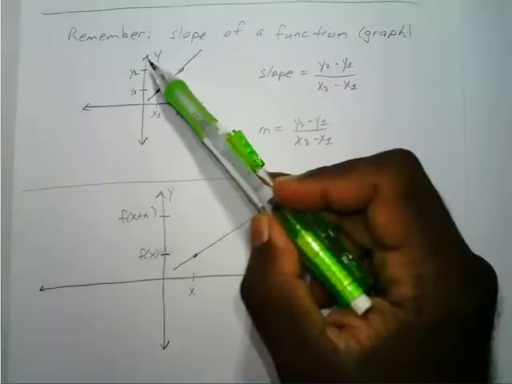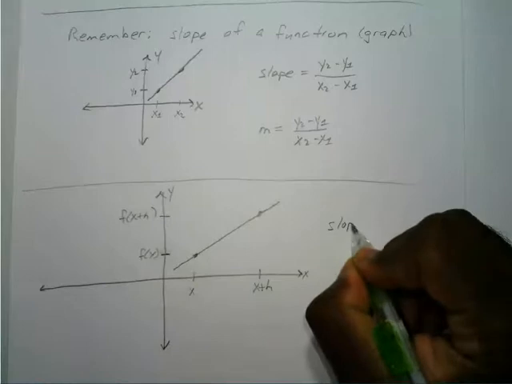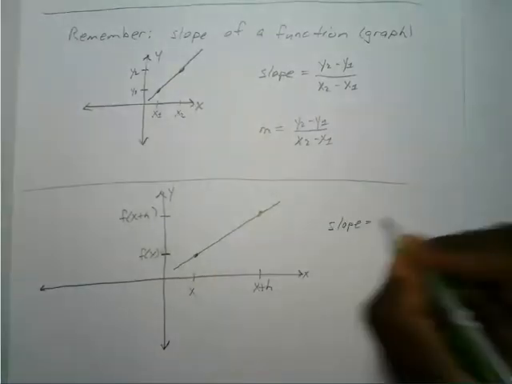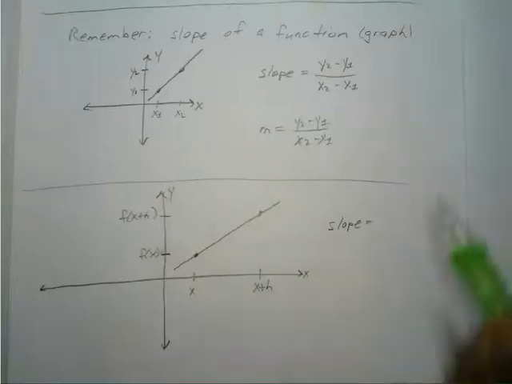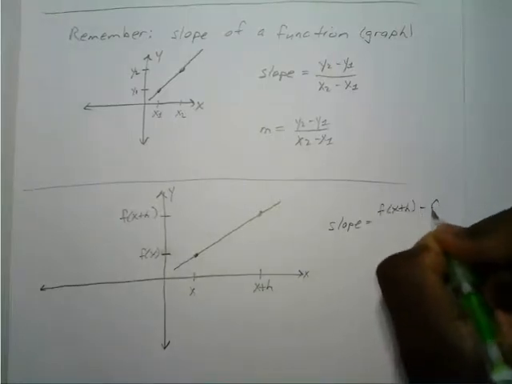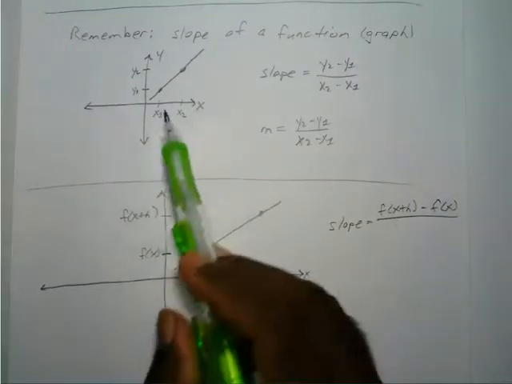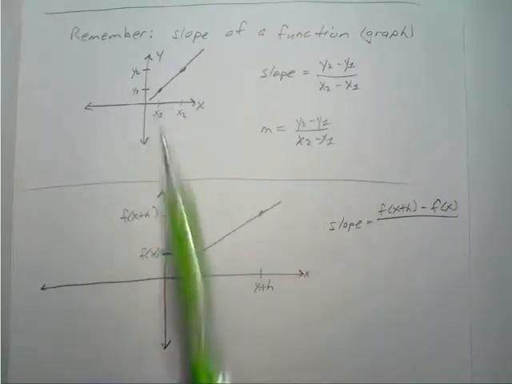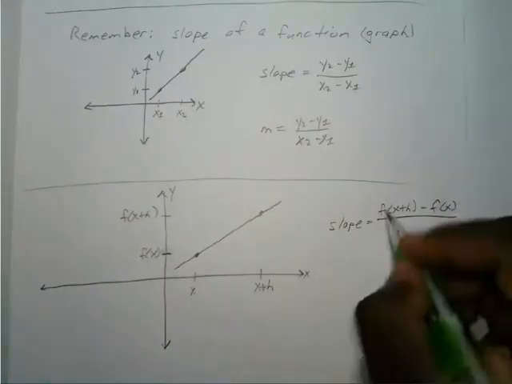So instead of y2 minus y1, your slope will equal f of x plus h minus f of x, over, and instead of x2 minus x1, you're going to have x plus h minus x.